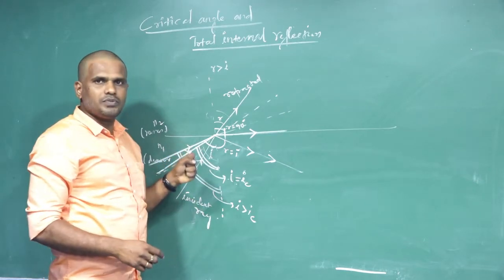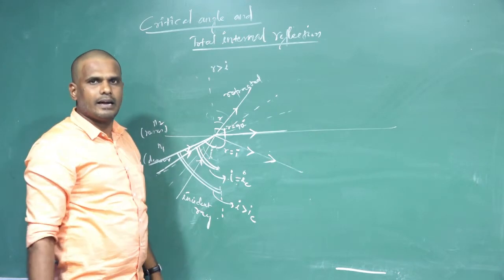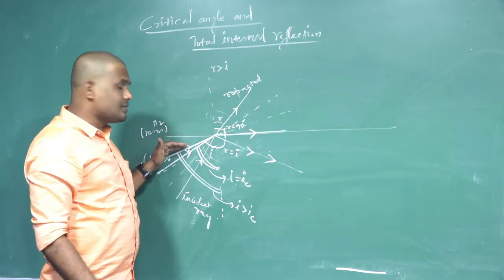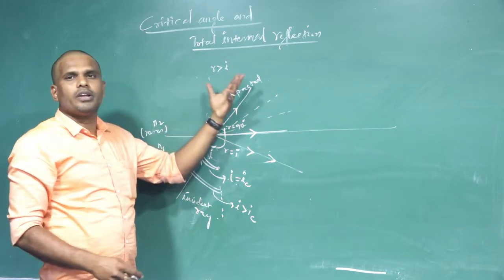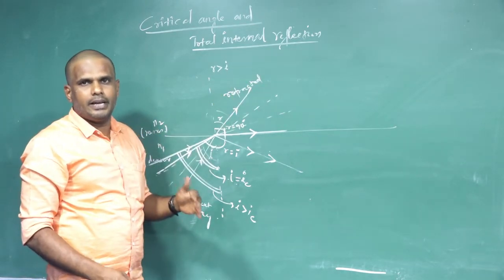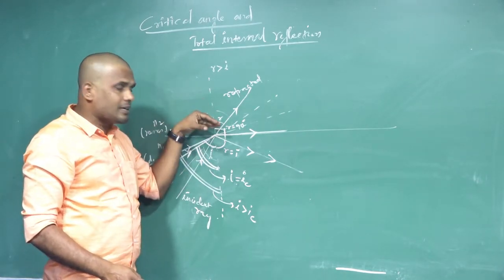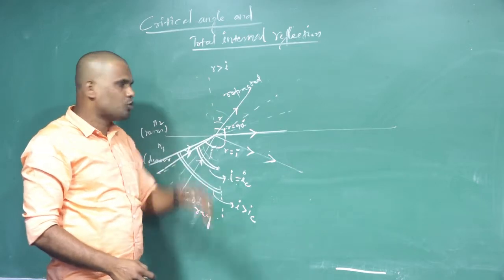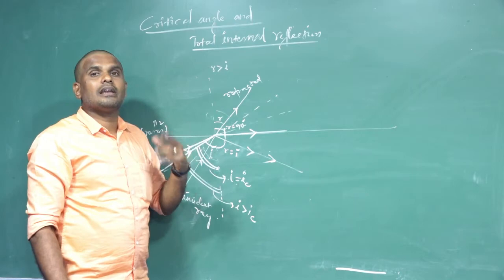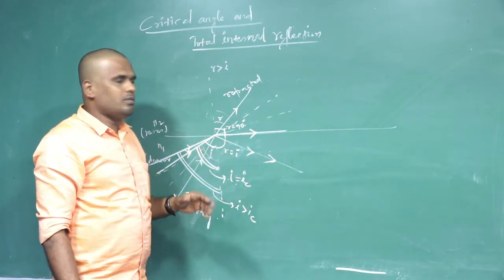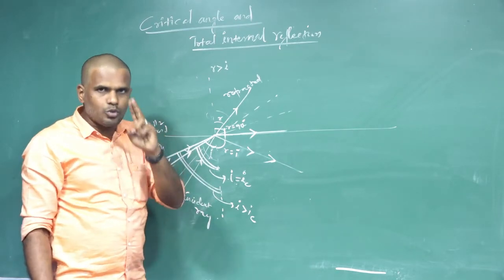The angle of incidence for which the refracted ray grazes the boundary separating the two media is called the critical angle. Now, if the angle of incidence is increased beyond the critical angle, what will happen? There will be no refracted ray possible in the rarer medium. Then the incident ray will be reflected completely back into the denser medium. This action is called total internal reflection. So, in order to get total internal reflection, we need two conditions.